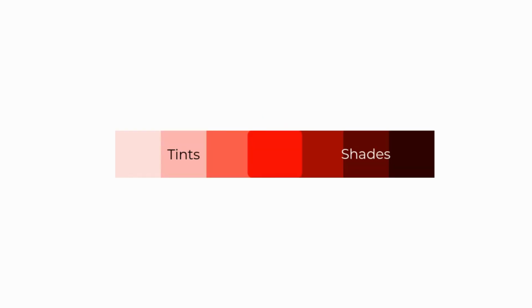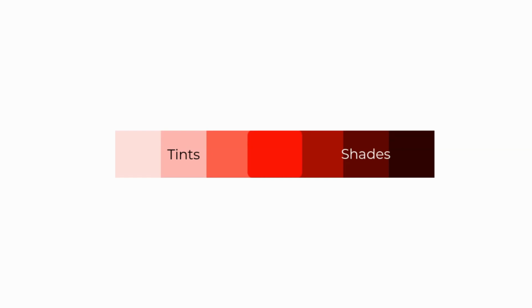Value is how light to dark a hue is on a scale of white to black. It's arguably the most important factor in a painting. Value creates the illusion of form, light, and space. As you can see on the red value scale, it shows the original red hue in the middle, and the hues to the left of the red are called tints. It's created by adding different amounts of white to the original color to create the new color. And then the hues to the right are shades, created by adding different amounts of black to the original color to create a new color.